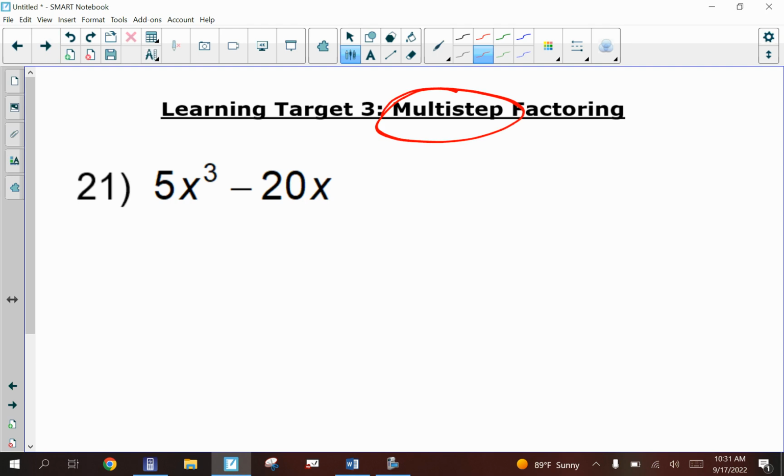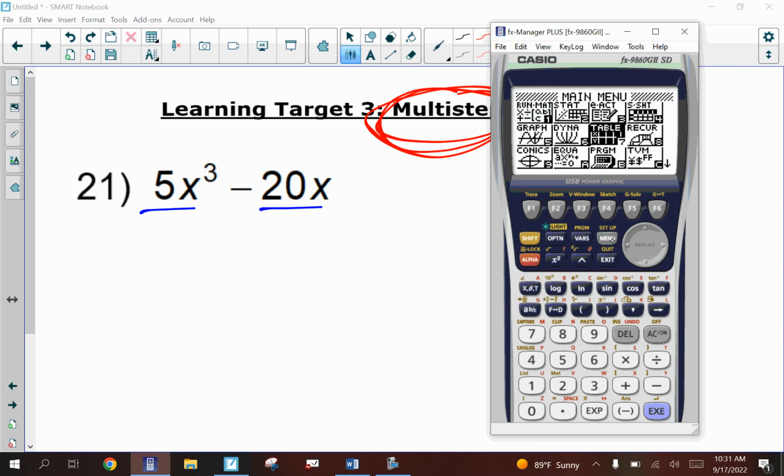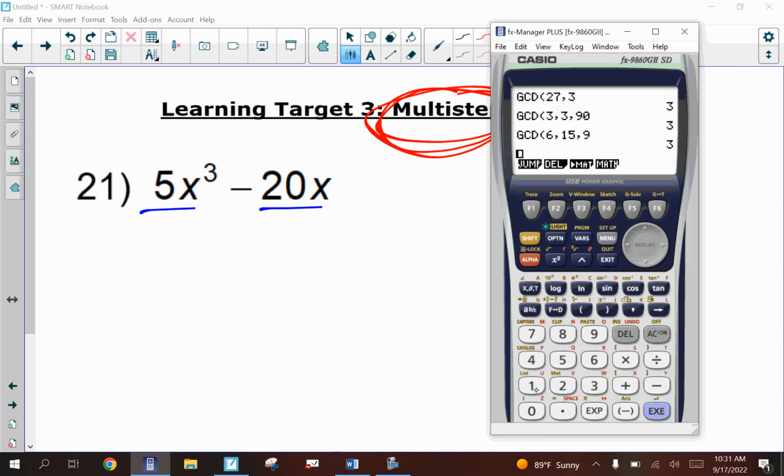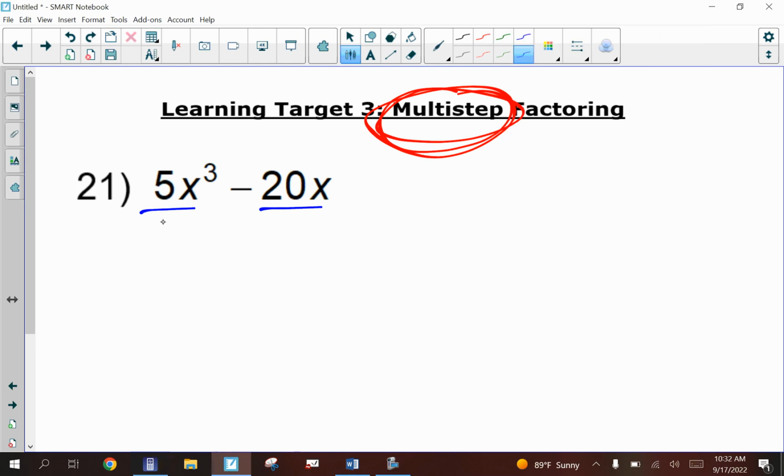Okay, I've got to remind myself, multi-step means GCF. So this is definitely going to have a GCF. Let me go to my calculator, go into the menu, head over to Run Math, and then Option, F6, F4, F6, F2. So we're going to stick in 5, comma, 20. Remember, we can't put letters in the calculator, so the GCF for the numbers is going to be 5. And then when you look at the x's, we're going to go with the lowest one every time, so it's just going to be x. So this is 5x in the front.